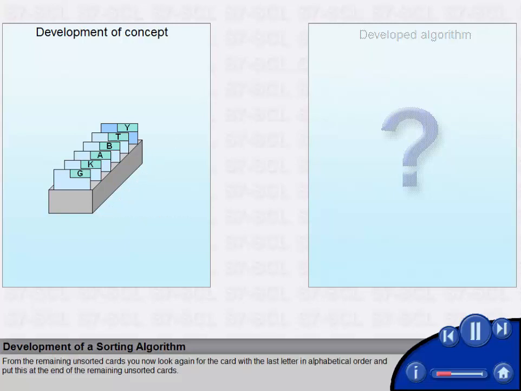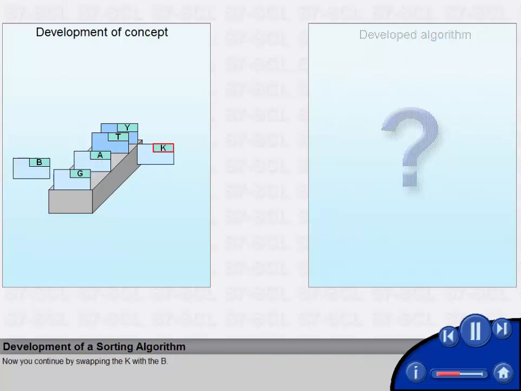From the remaining unsorted cards, you now look again for the card with the last letter in alphabetical order, and put this at the end of the remaining unsorted cards. Since the T is at the end, you don't have to swap in this case, because it is already in its end position. Now you continue by swapping the K with the B.